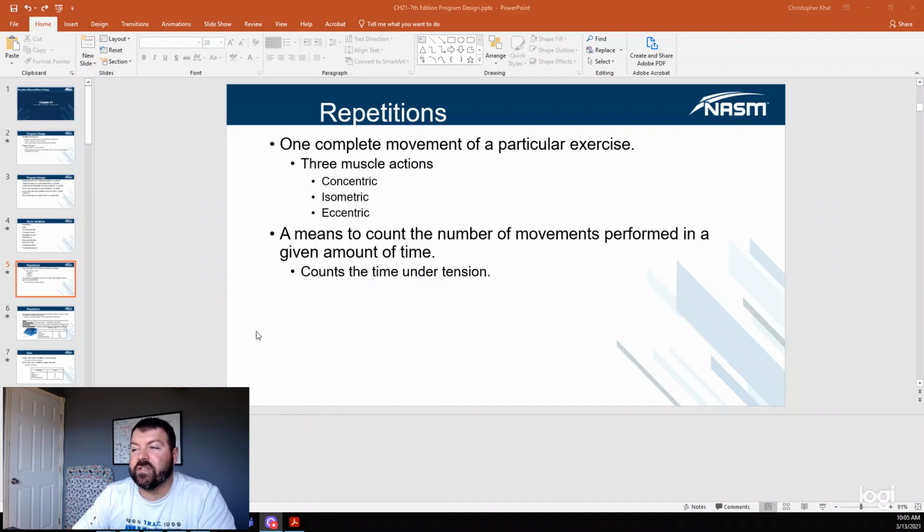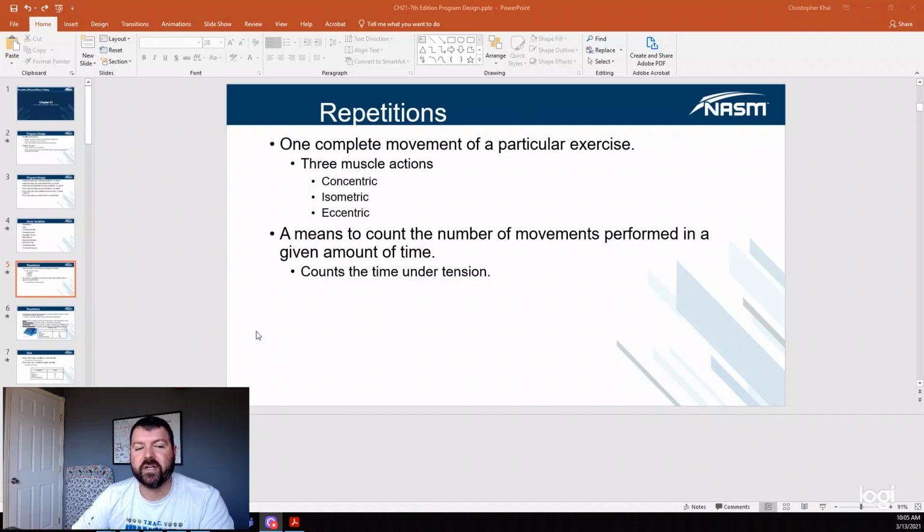All right, repetitions. Okay, so one component or one complete movement of a particular exercise is considered one rep. That may be basic for some and not for others. There are 3 different muscle actions that occur during that one rep. That's going to be the concentric, isometric, and eccentric.